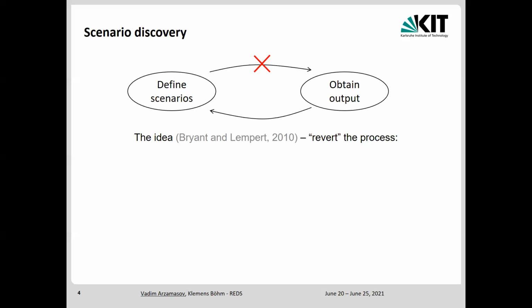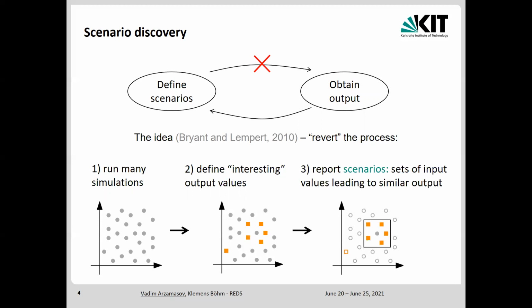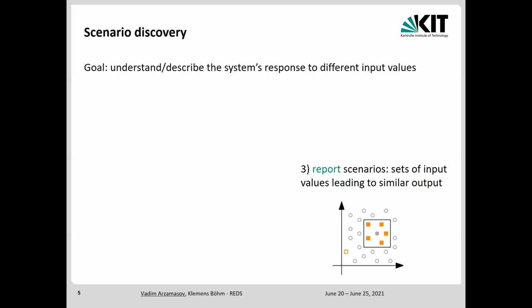In scenario discovery, one starts with using a simulation model to simulate the system for many diverse sets of values of its inputs. Then one defines which output values are of specific interest, for example, whether the system is unstable. And then one finds and reports scenarios, that is, sets of input values leading to a similar output. The goal of scenario discovery is to understand and describe the system's response to different input values.